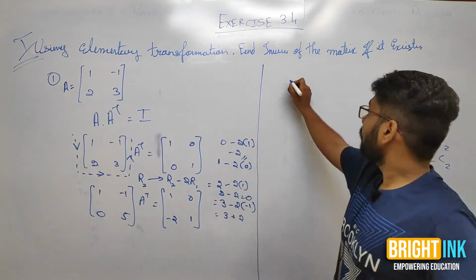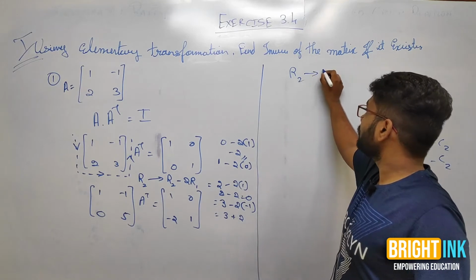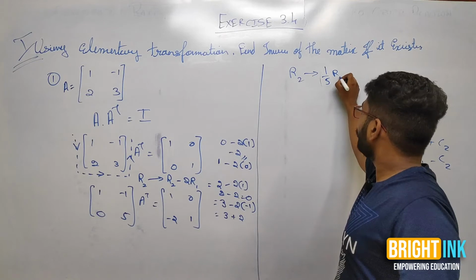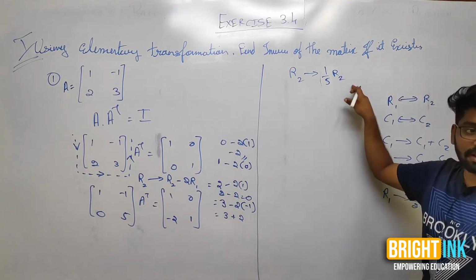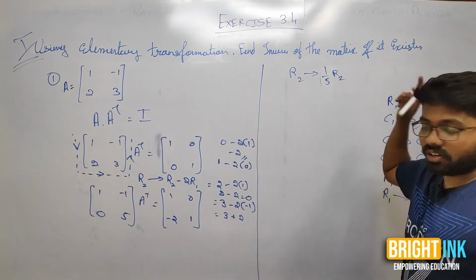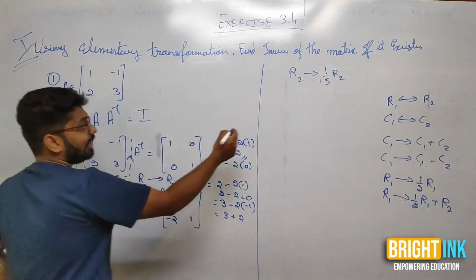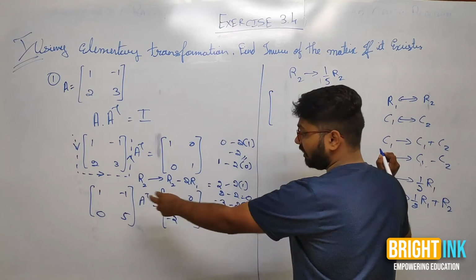So the best way is always R2 changes to 1 by 5 R2. We can do this also. We have already seen this in the introduction. Now see here, are we changing anything in R1 again?